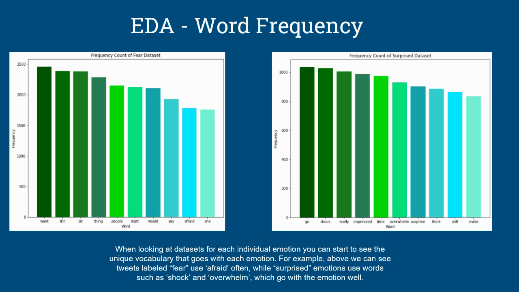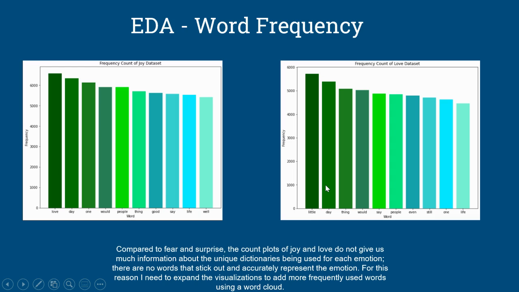Now, looking at the top 11 to 20 words for both fear and surprise, these two emotions are great examples of seeing more contextually correct words. For example, afraid is a word that should be expected in a fearful sentence, while shock and overwhelm are definitely words to be used with surprise emotions or tweets. However, this does not hold up for the dataset subset of love and joy.